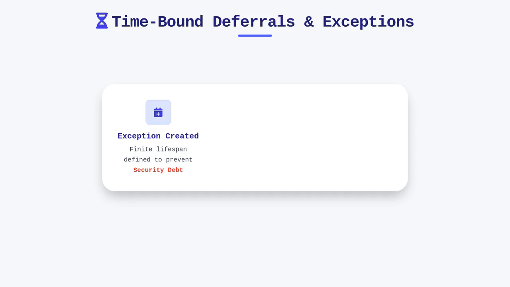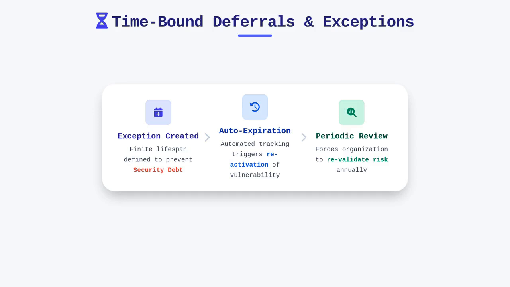Time-bound deferrals represent the next core component, as every exception must possess a finite lifespan to prevent set and forget security debt. When an exception is created, the system must be configured to track the expiration date, which triggers an automated reactivation of the underlying vulnerability record once that threshold is crossed. This auto-expiration logic is critical because it forces the organization to perform an annual or periodic review rather than allowing risks to remain masked indefinitely.